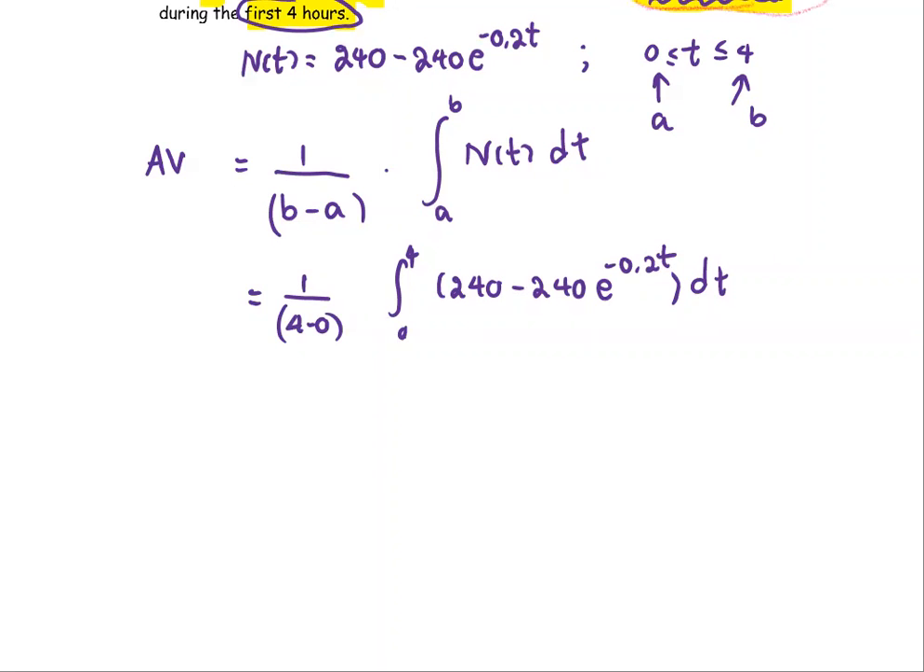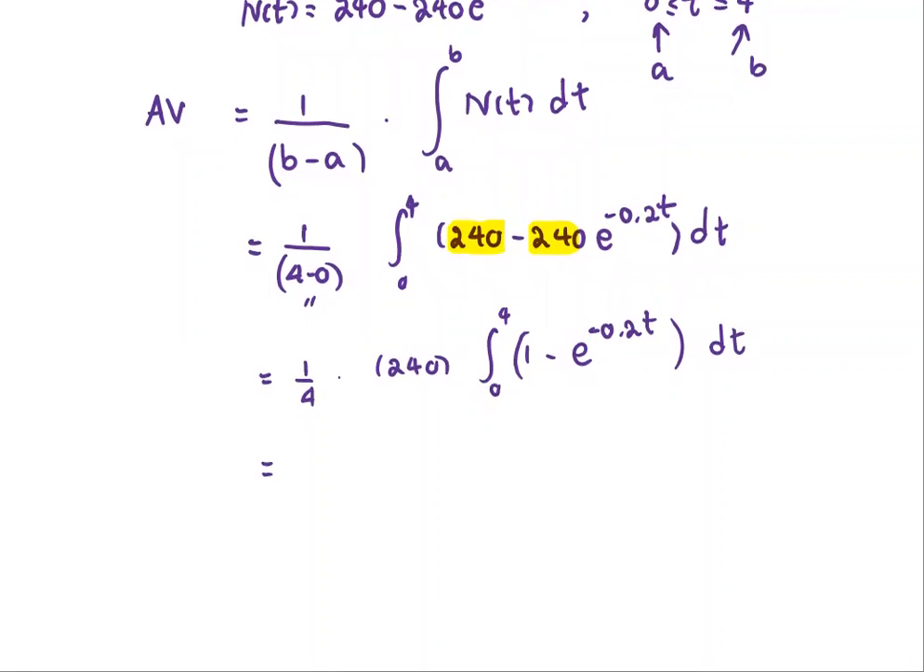In this problem, we can factor the 240 out to make the problem less complicated and also simplify 1 over 4 minus 0 as 1 over 4. So I'm going to factor 240 out of the integrand. Now the integrand becomes 1 minus e to the negative 0.2 T with respect to T. Next, we simplify 240 and 4. That becomes 60. So we have 60 multiplied by the integral from 0 to 4 of 1 minus e to the negative 0.2 T with respect to T.